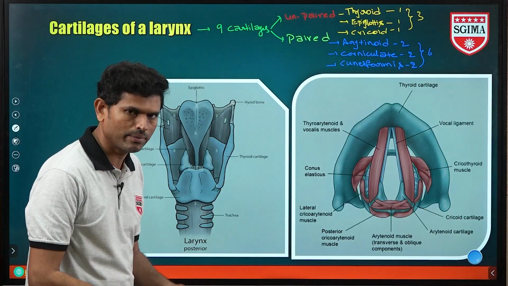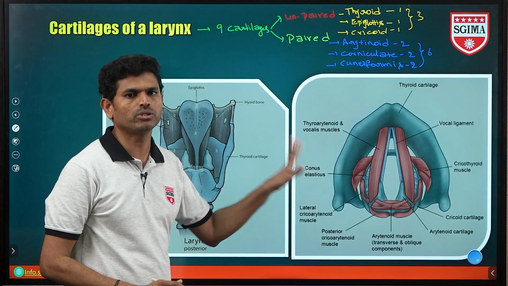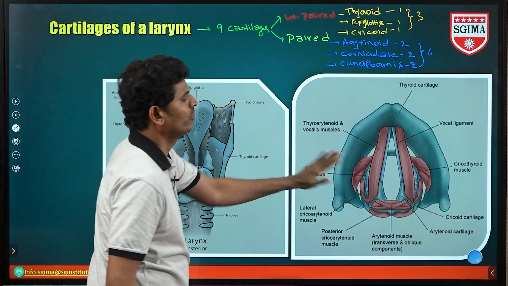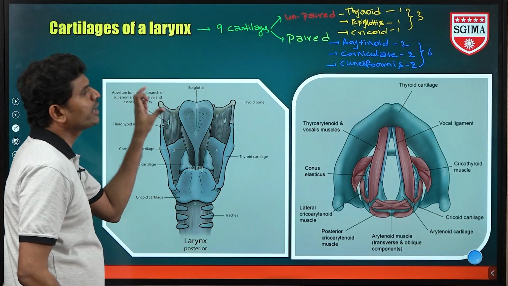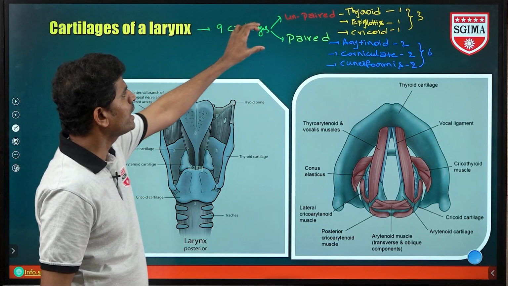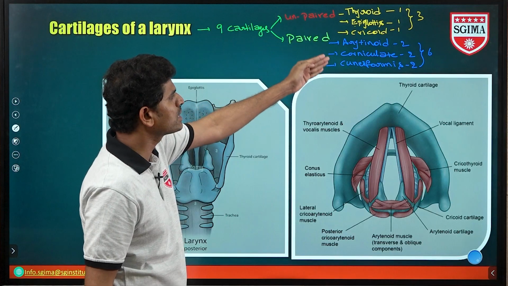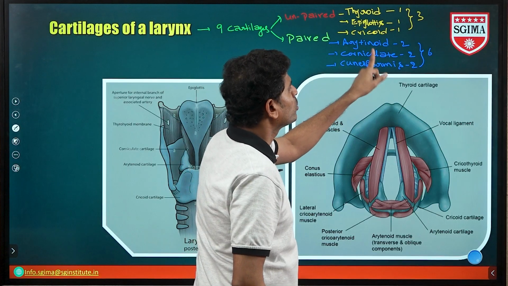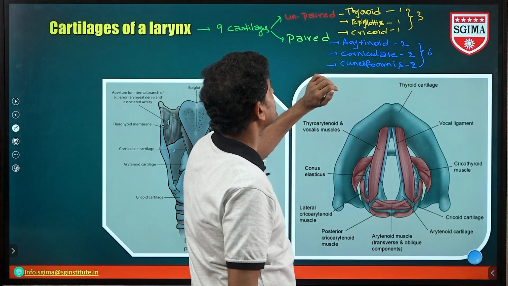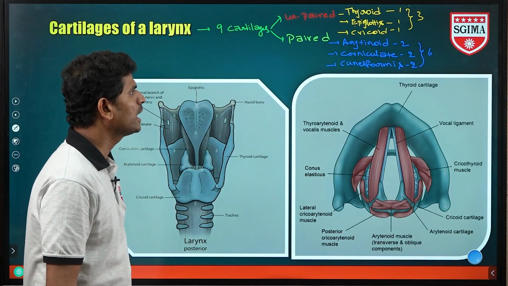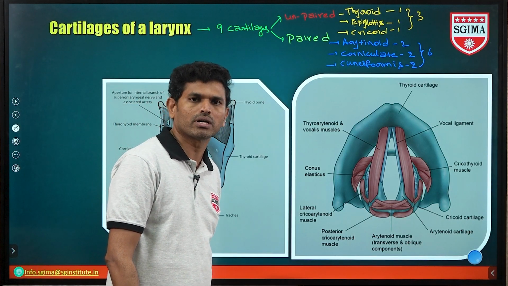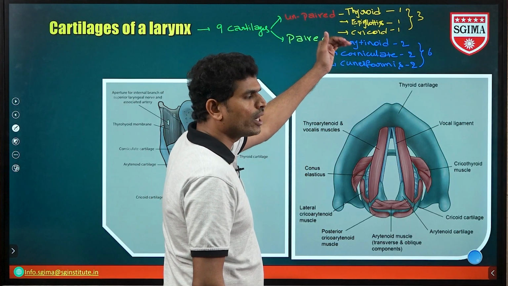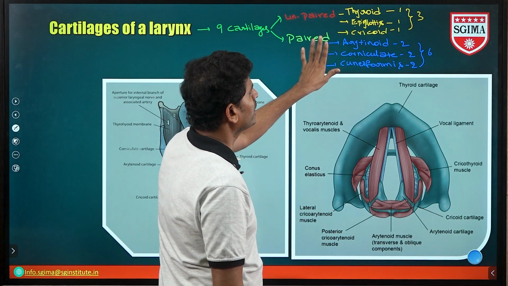ये NCERT में mention नहीं किया, little bit related to NCERT only. This box हम cut करने तो ऐसा दिखते in different views. So this is totally made up of 9 cartilages. उसमें unpaired cartilages are 3 types, paired cartilages are 3 types. लेकिन unpaired cartilages total in number 3, paired cartilages total in number 6. Unpaired cartilages are thyroid, epiglottis, cricoid, and paired cartilages are arytenoid, cuneiform and corniculate. इसमें order में by heart करने का जरूरत नहीं, just know what they are.